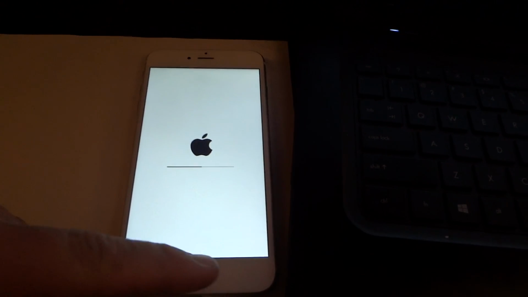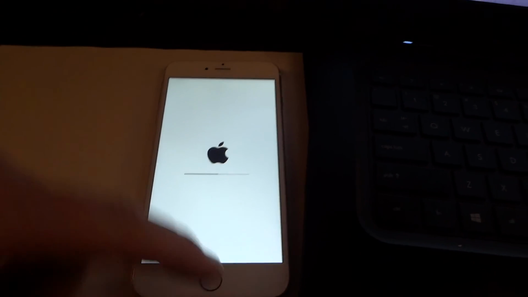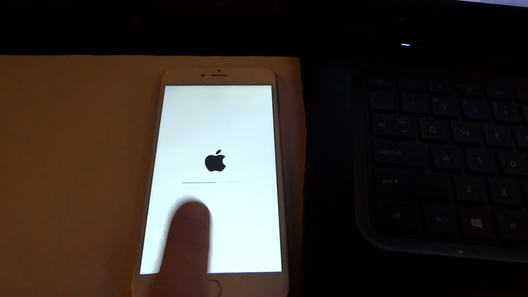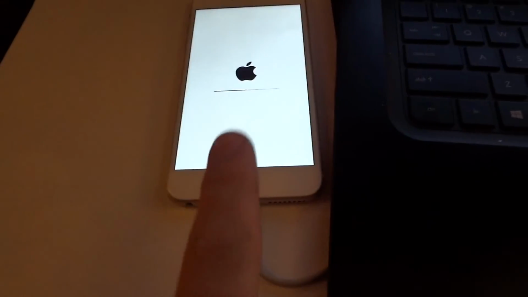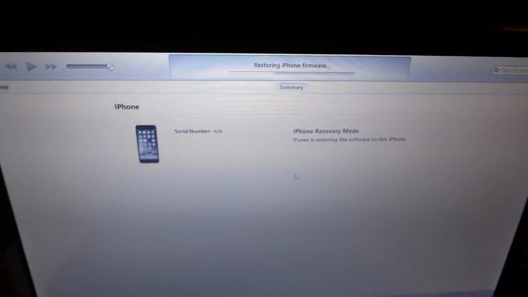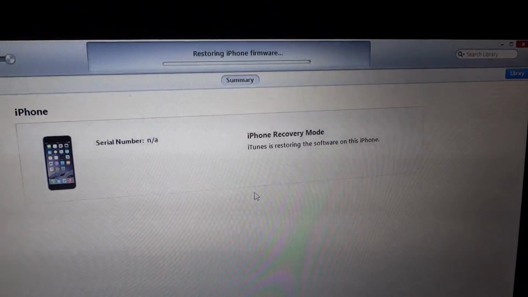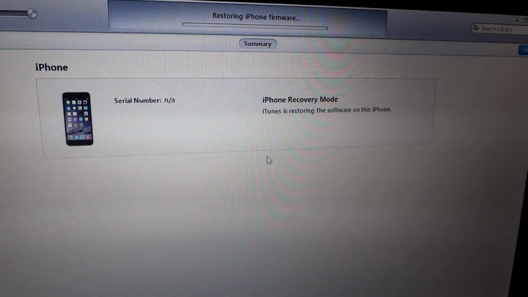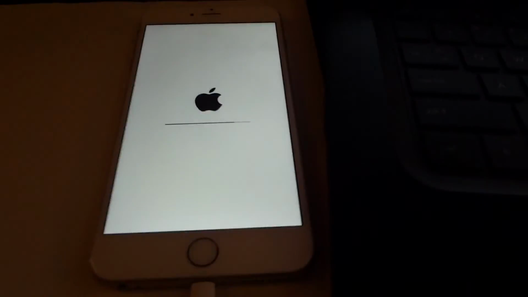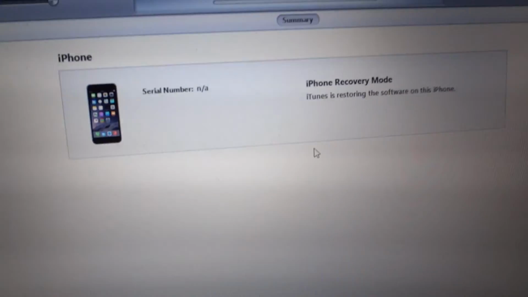As it turns on, hold the home button, and you'll get the little iTunes logo and a picture of the cords, saying to plug it in, and then it popped right up saying iPhone in recovery mode, need to restore it, and it worked very quickly. That's 5 minutes ago I did that, and it's about to be done.